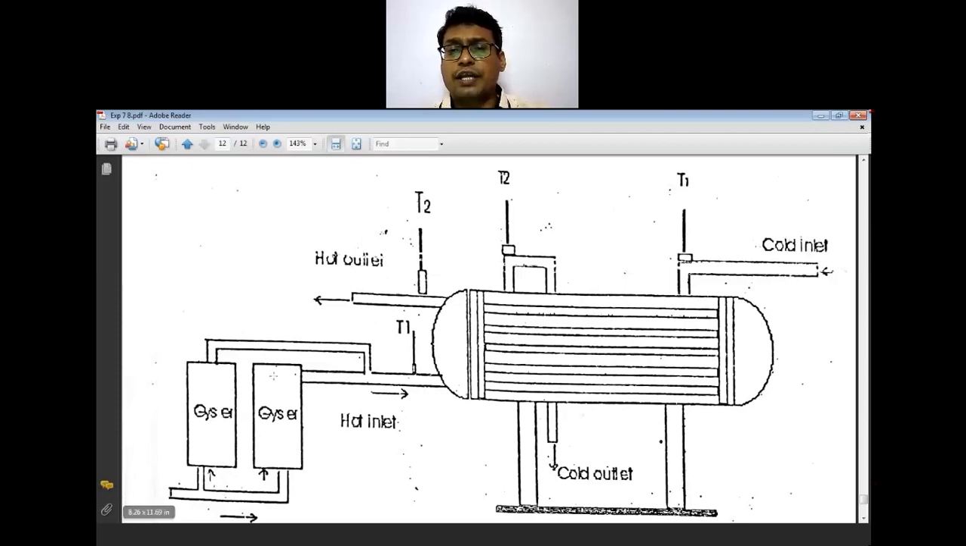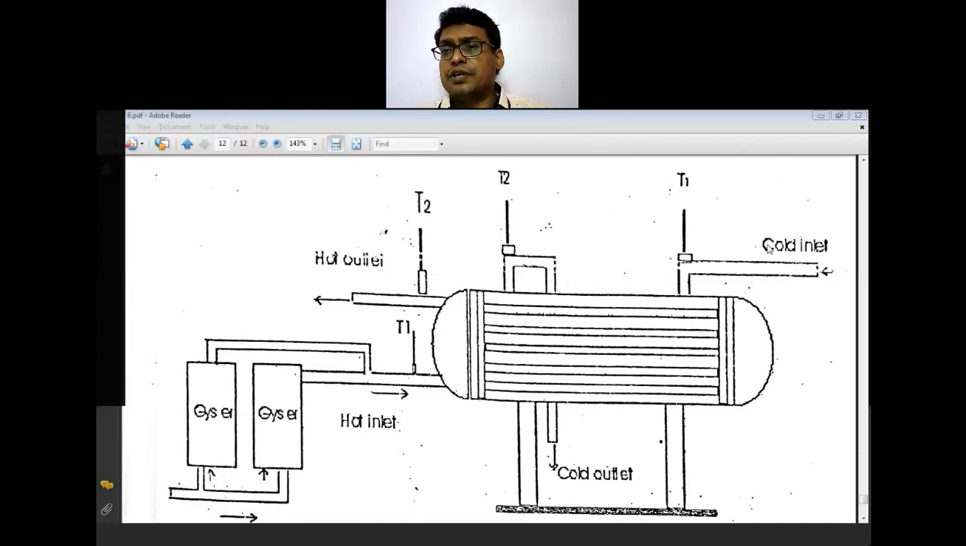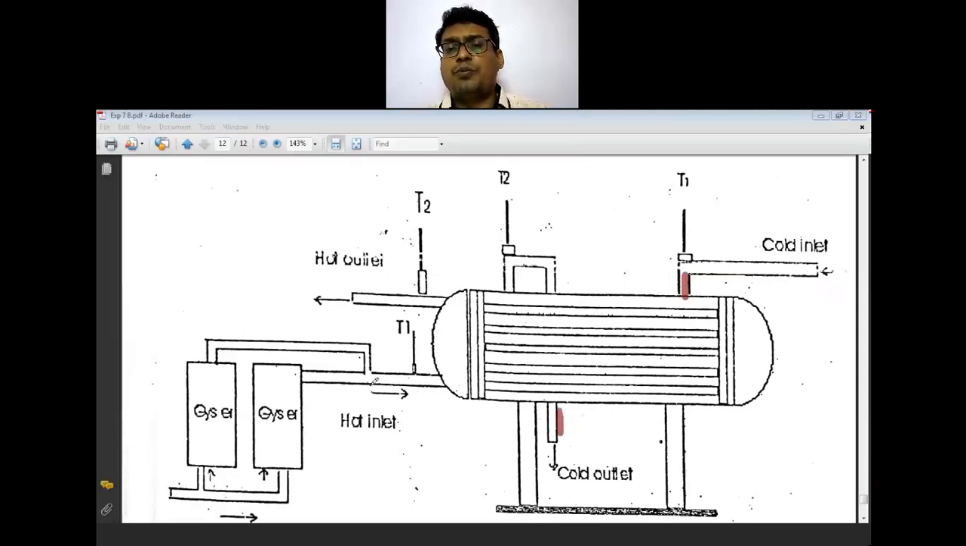So there is the hot water inlet and the hot water outlet. On the other side, the shell side, is the cold water inlet, and the shell side cold water outlet is also available. The tube side has the hot water inlet and the hot water outlet.